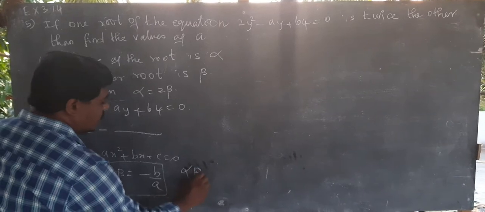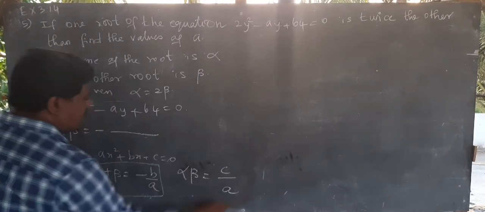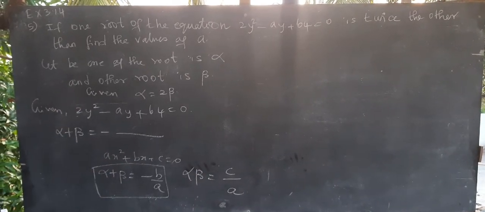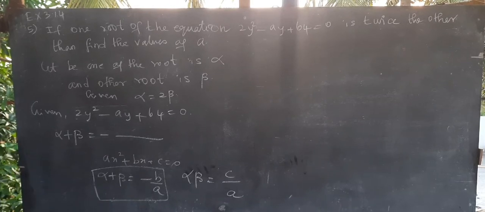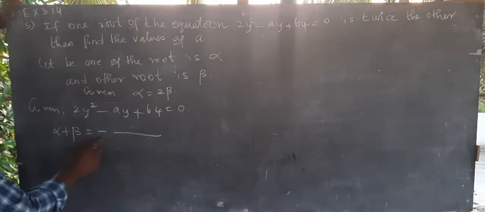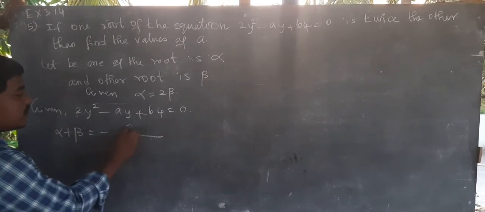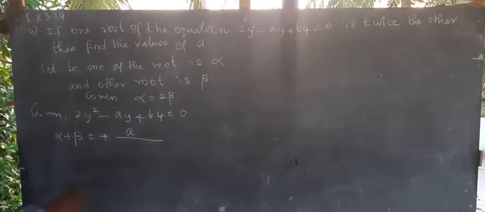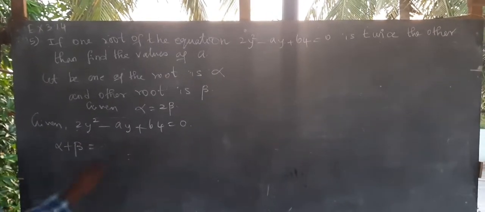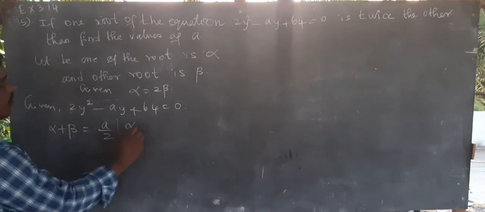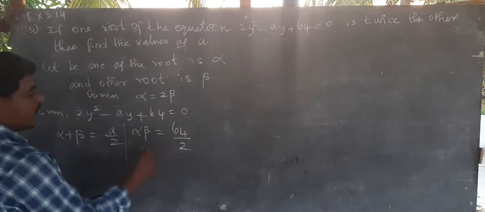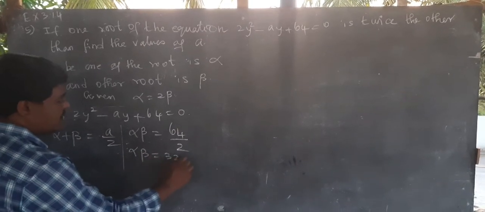Alpha beta means constant term, that is c by a. Constant term by coefficient of x square. This is the formula for alpha beta. Like this only we have to find. So what we have to do here? Already we are having a minus symbol in the formula, and here also we have minus, so we get plus. Alpha plus beta equal to a by 2. Alpha beta equal to constant term 64 by 2. We cancel this, and we are getting alpha beta equal to 32.